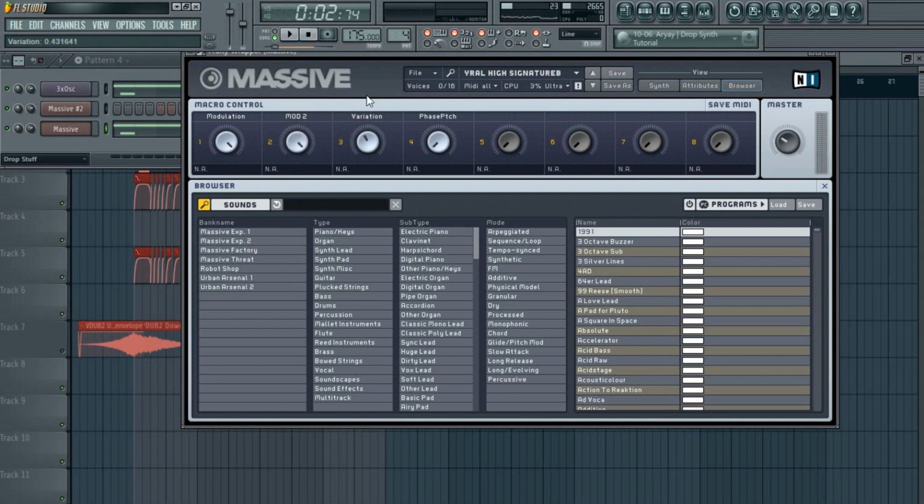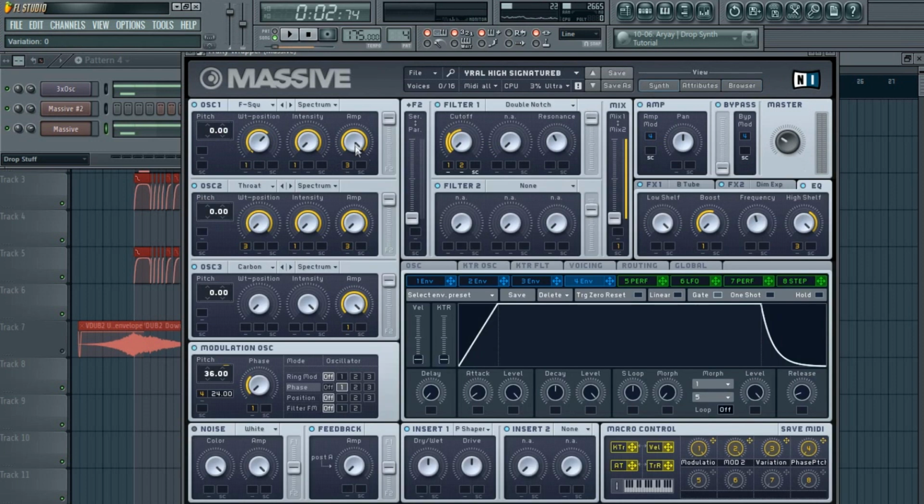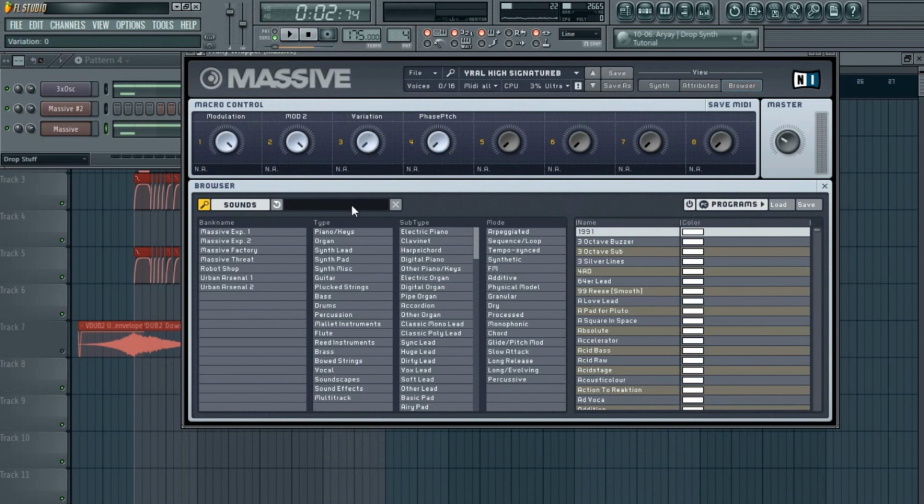And with this knob, it turns down the amp for oscillator 1 and keeps it on for these two oscillators. So it basically switches from this one playing to this one playing. So it will sound something like this. So that's it for this third variation.